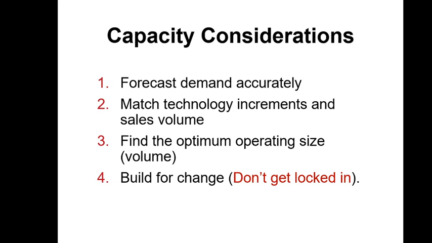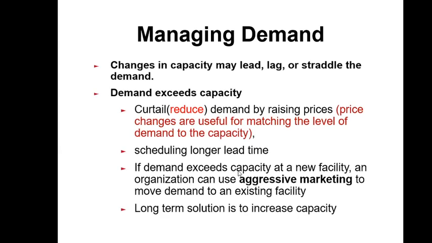Don't get locked in. Always make your facilities flexible, if you are a manufacturing company. Make your production line also flexible, so that in case of increasing demand, you can expand, and in the case of decrease of demand, you can retrench, meaning you can reduce your facility also. So build your capacity in a way to be flexible, to be able to expand it or to reduce it. Anyway, managing demand.